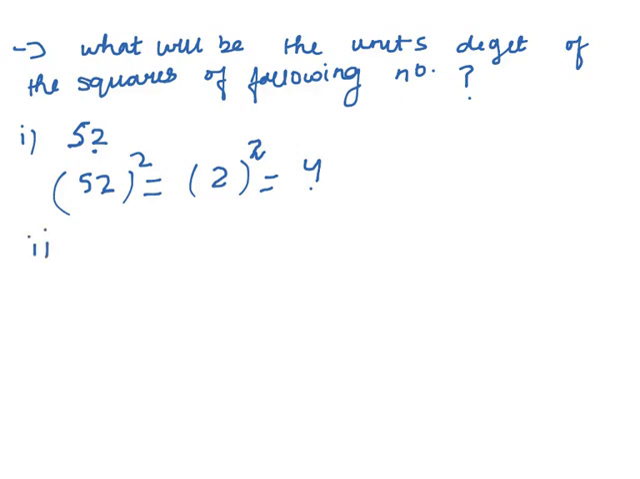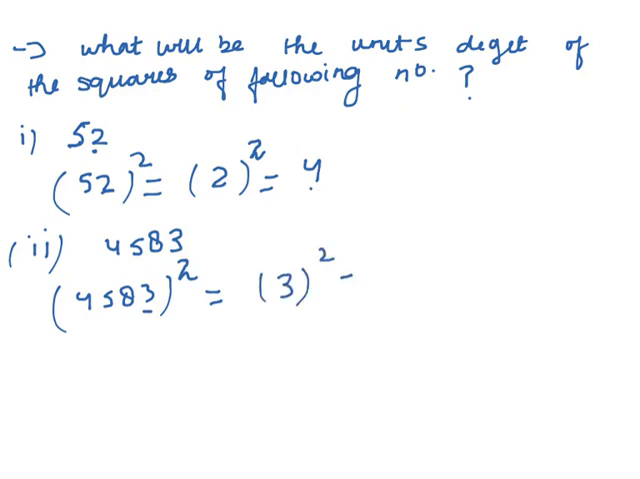We have another example, 4583. We have to identify the unit digit of the square of 4583. It means 4583 square. Only the unit digit we have to identify, that will be equal to the square of the unit digit, 3 square, that is 9. So if we take the square of 4583, at the unit place we will have 9.